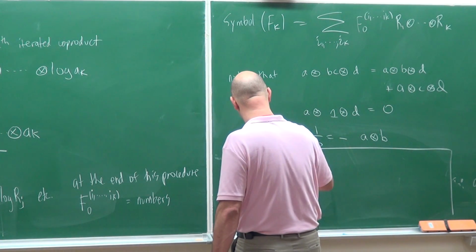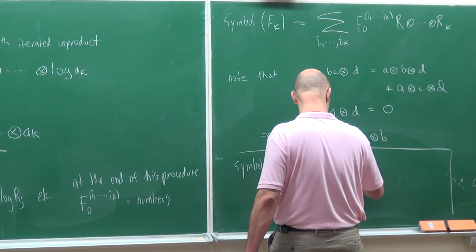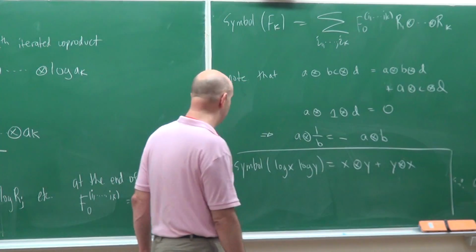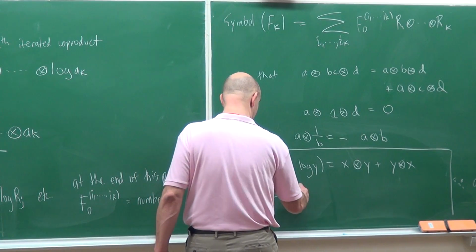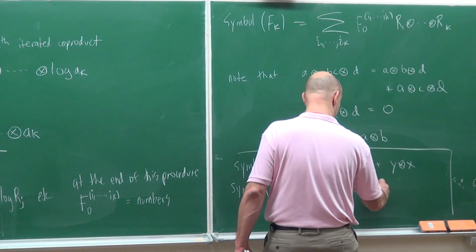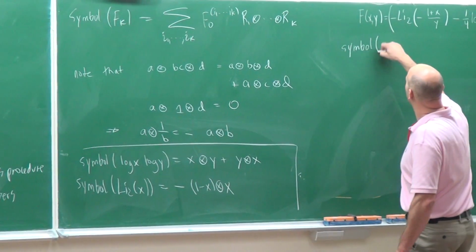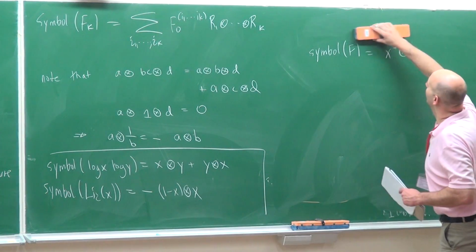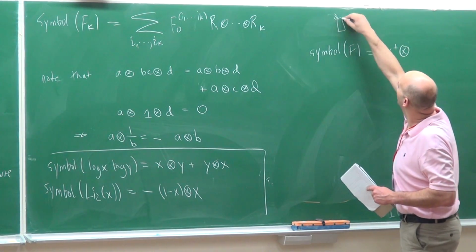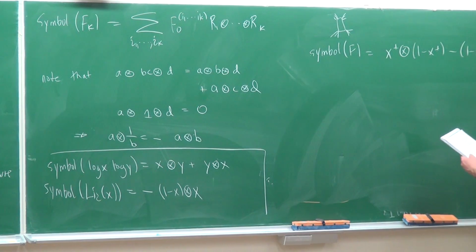So now we can use these definitions to compute some simple examples of symbols. The weight 2 function log x times log y is given by that. The symbol of Li2 of x is minus (1 minus x) tensor x. And the symbol of our friend here, it's a different friend, the one loop massive box, is x plus tensor (1 minus x plus) minus (1 minus x plus) tensor x plus.